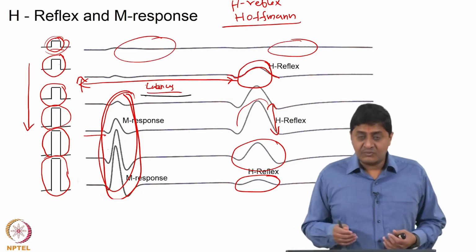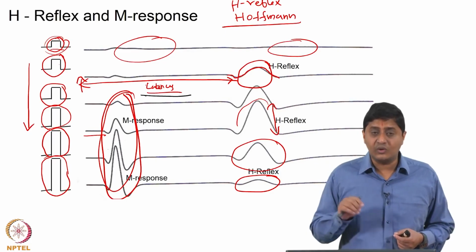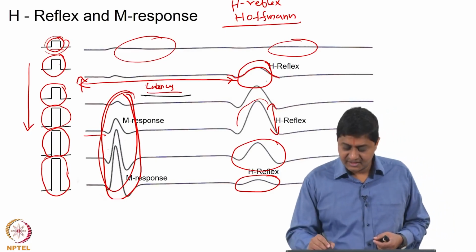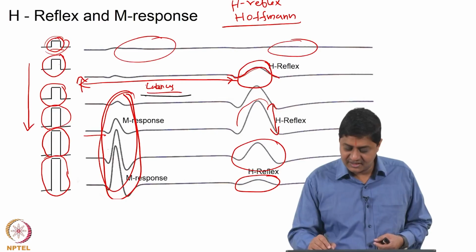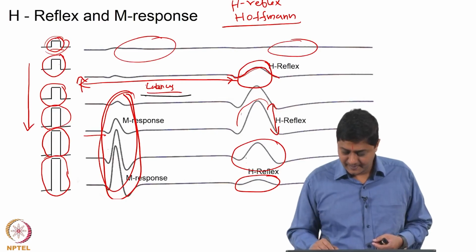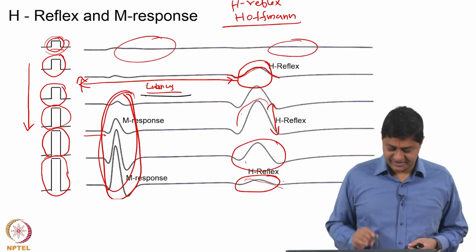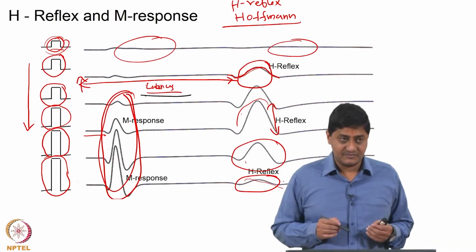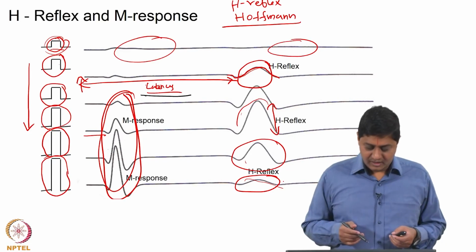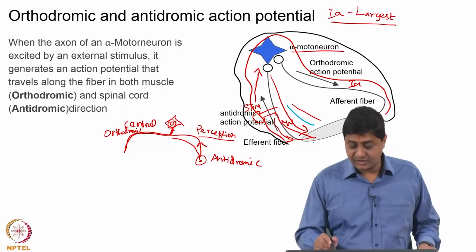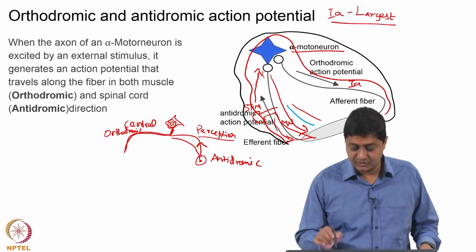A question is, why does the H reflex response go down? This we have not discussed. It seems like this is increasing until some point and then decreasing, in the case of H reflex. Why is this happening? Why would this happen? And what happens to the antidromic action potential that is reaching the alpha motor neuron?